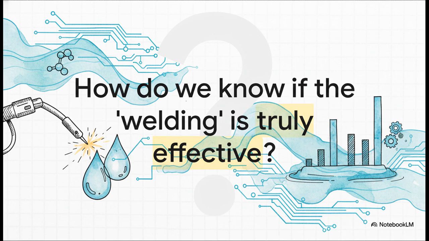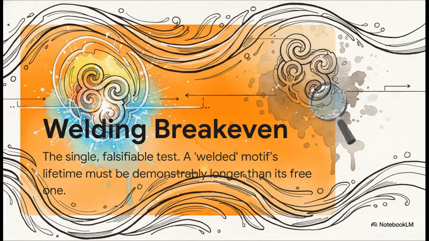The authors aren't just making a cool claim. They're proposing a super rigorous, data-driven way to test it. How do we know for sure if this whole welding system is actually doing anything useful? And the answer is this beautifully simple idea called welding break-even. This is it. This is the single pass-fail test for the entire framework. And the idea is just so straightforward. For this to be a success, a pattern that you are welding has to last demonstrably longer than the exact same pattern if you just left it alone to decay.